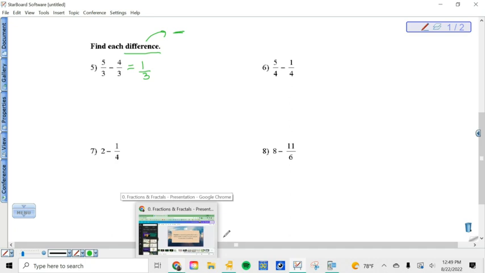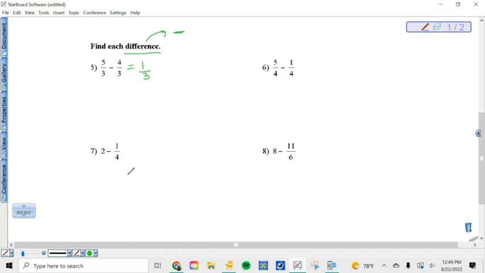Yeah, Keisha. Yeah, exactly. You just turn it into 2 over 1, okay? Any whole number can be written as a fraction if I just put a 1 underneath it. So now I've got 2 over 1 minus 1 over 4. Do those have the same denominator or different denominators? Different. So I'm going to use my butterfly method.